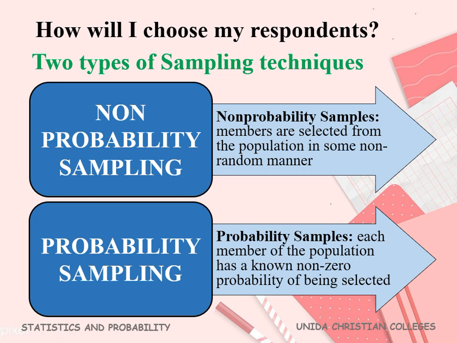Pagdating naman kay probability sample, nilist mo lahat yung members ng population mo and then nilagay mo sa fishbowl lahat ng names nila and then bumunot ka. So, meaning lahat sila may chance pa din na ma-select as a sample. So, dito sa probability sampling, mas less po yung pagiging bias natin in choosing our respondents.